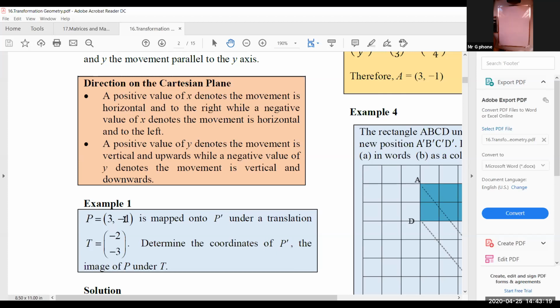So let us look at this example. P is equal to (3, -1), and they are telling us P is mapped onto P1 under the translation T, which is (-2, 3). Determine the coordinates of P1, the image of P under T. Let's see how we're doing this. I will not use the whiteboard for this. I will use Microsoft Paint, right? Because I want you all to see the question while I'm doing it. So I'm changing to that now.